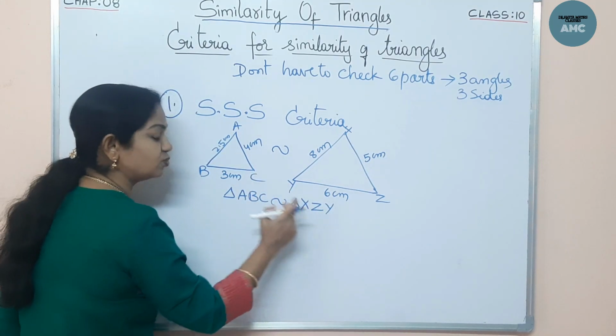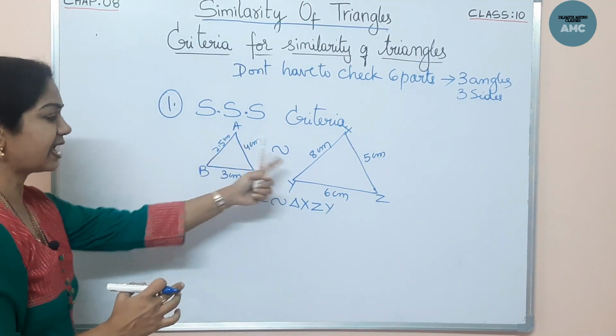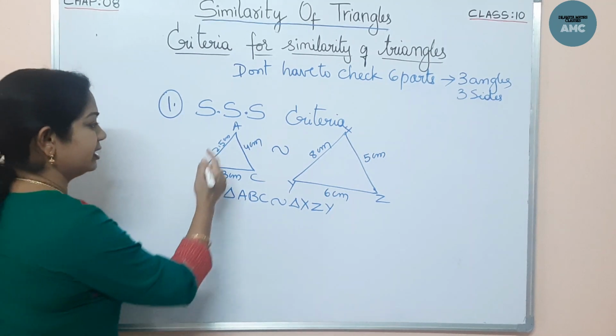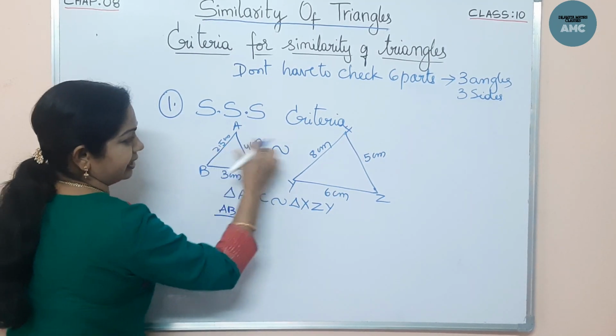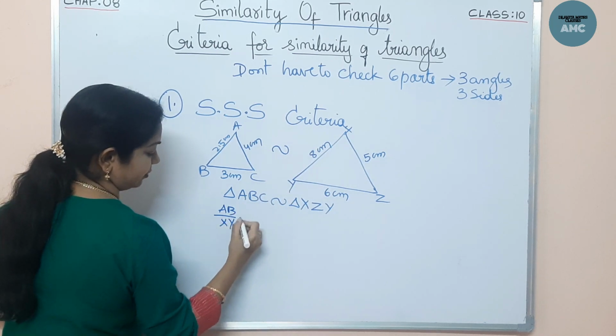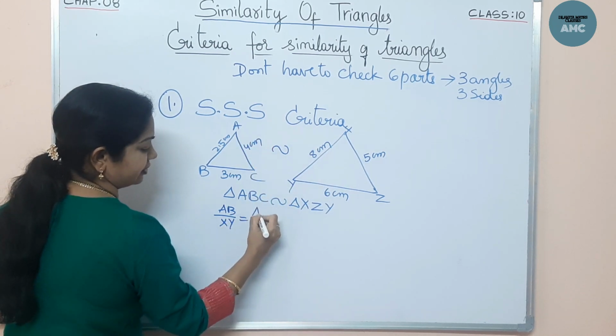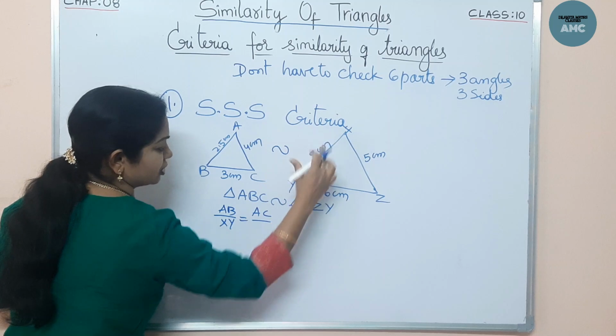These two are similar because the sides are in proportion, isn't it? So how do we get it? AB by XZ. And AC is in proportion with XY.